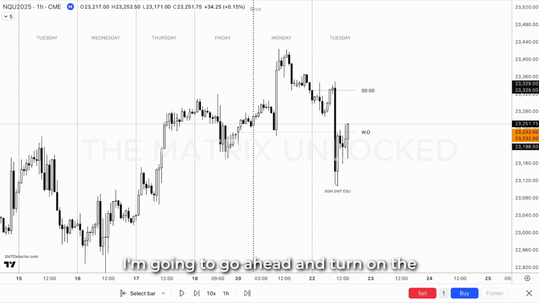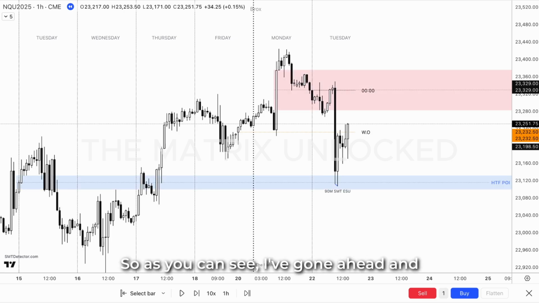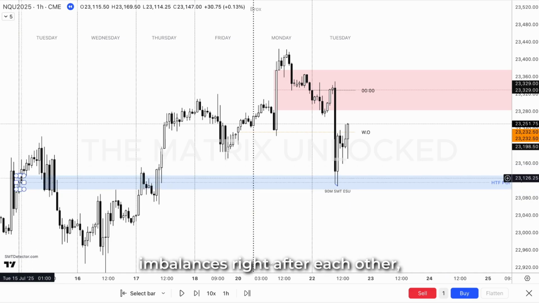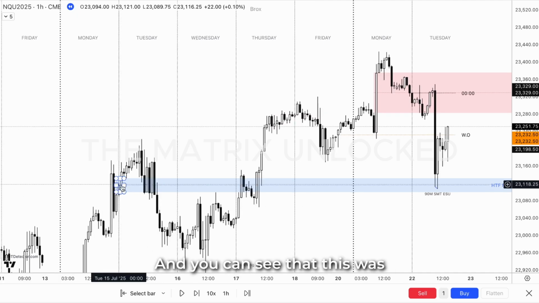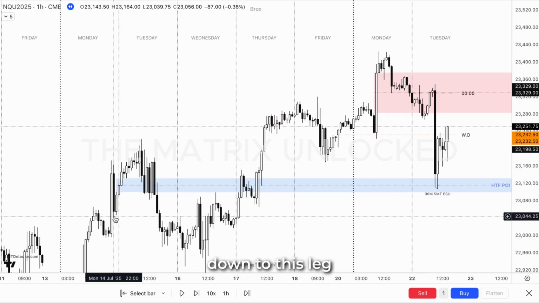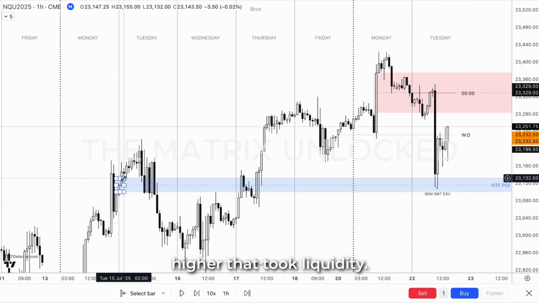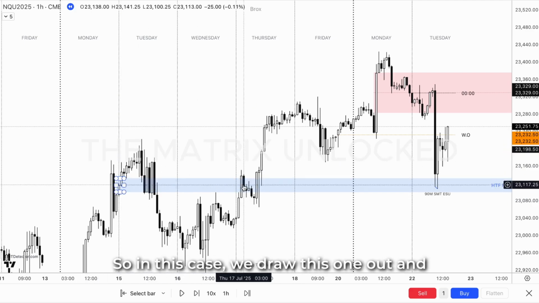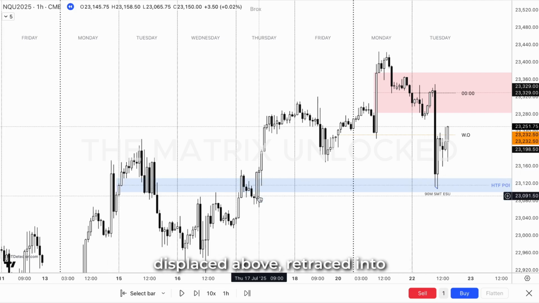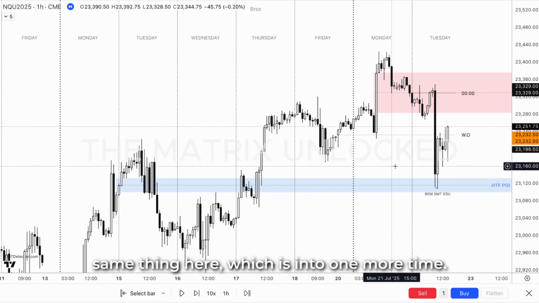But I'm going to go ahead and turn on the drawings here so you can see if you had the same one marked out. As you can see, I've marked out this series of imbalances right here. When you have two smaller imbalances right after each other, you can combine them like this. And you can see that this was the first set of imbalances from this leg down to this leg higher that took liquidity. So in this case, we draw this one out and you see price has used it around this area, displaced above, retraced into, same thing here, retraced into one more time.